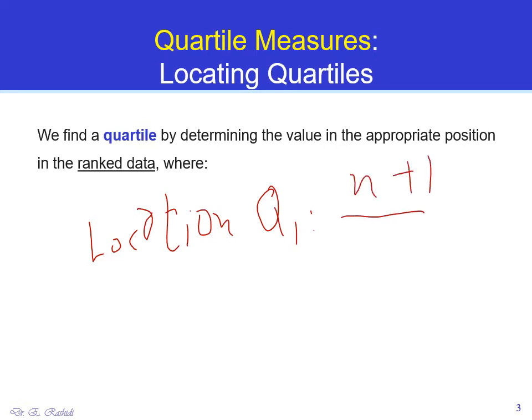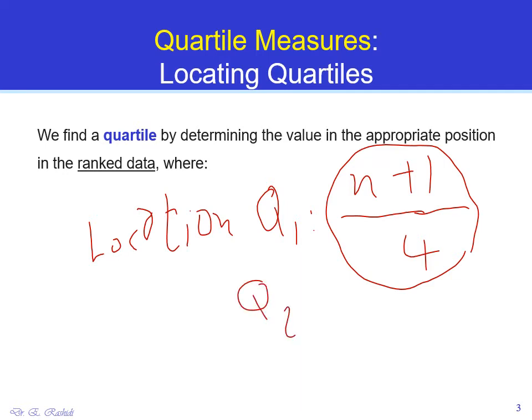n plus 1 divided by 4. N is the number of data values that you have. So this is going to give you the location, the position of your first quartile. For Q2, we already know that, that's the median. So that would be n plus 1 divided by 2, which is actually 2 multiplied by n plus 1 divided by 4.